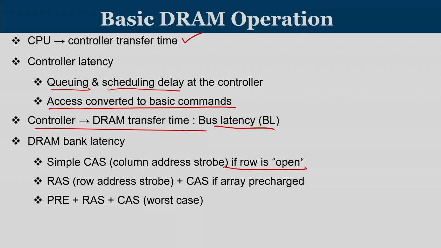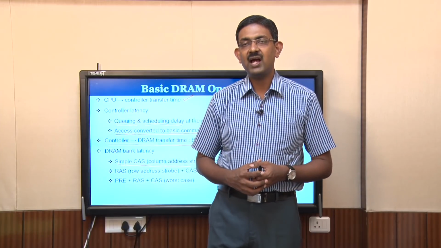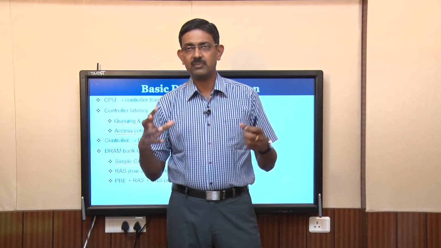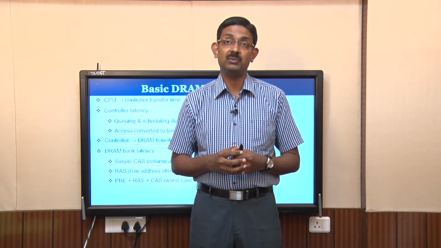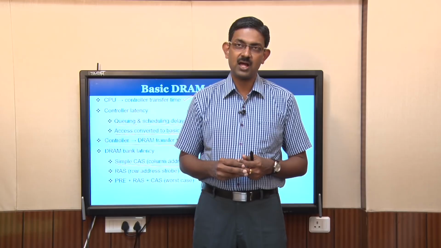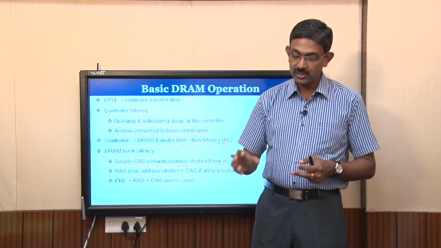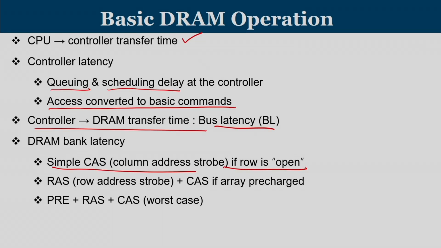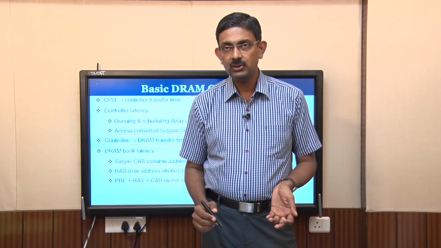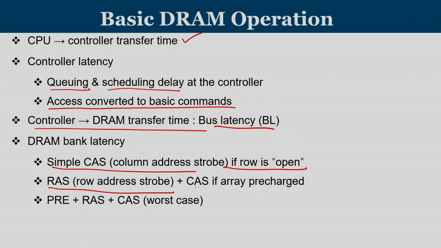So now we have different cases. If the row is already open, then only a column address strobe is required. That means the contents of the particular row we are talking about are already available in the row buffer. We call it an open row scenario. In that case, we need to give only the column address. Now, if it is already precharged, that means it's a closed row, then you have to give a row address strobe followed by a column address strobe. So RAS and CAS have to be given one after another with an appropriate timing gap between them.